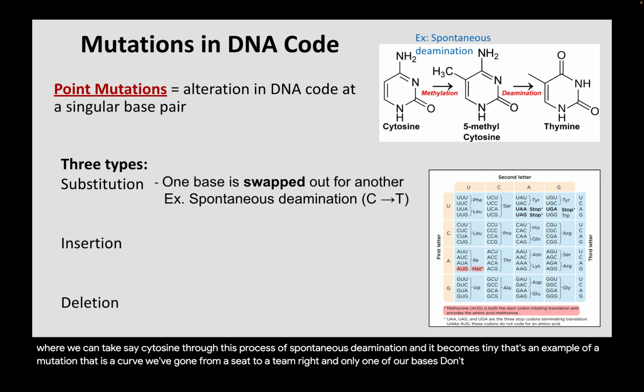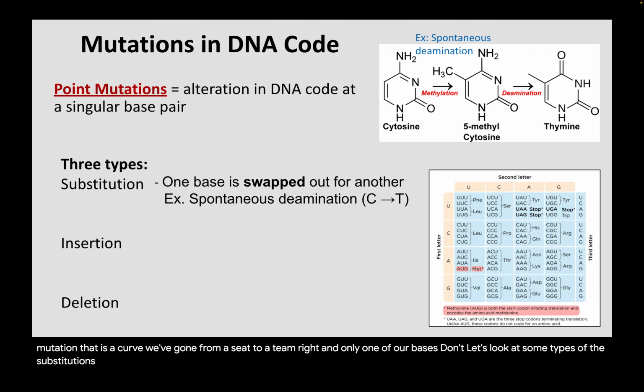All right. So let's look at some types of these substitutions. Point mutations happen at one nucleotide in our sequence. We're swapping it out for something, which means this is a substitution mutation. Our substitution mutations can have 4 different effects.